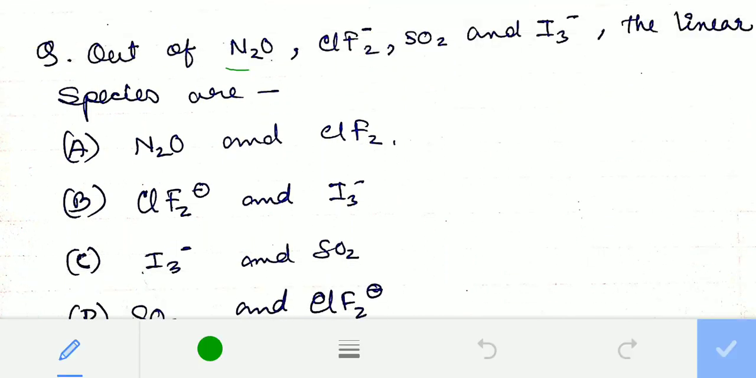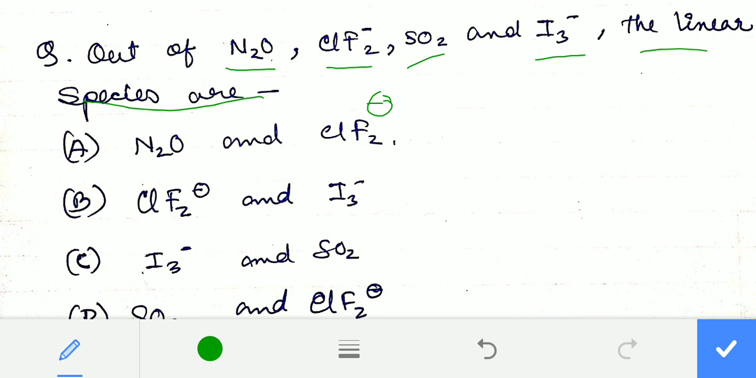Out of N2O, ClF2 minus, SO2 and I3 minus, the linear species are. Now to solve this question, we need to draw the structure of each molecule. For option A, we have given N2O and ClF2 minus. So guys, there is a minus sign. I have to apologize for the mistakes which I am making today in this video.